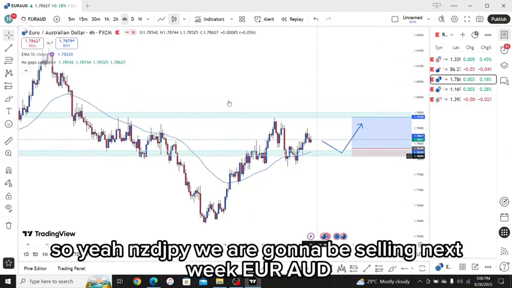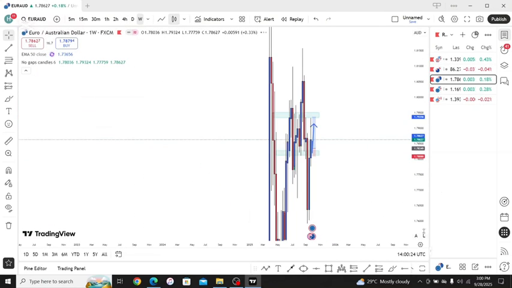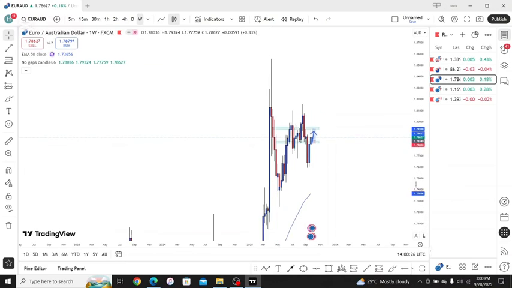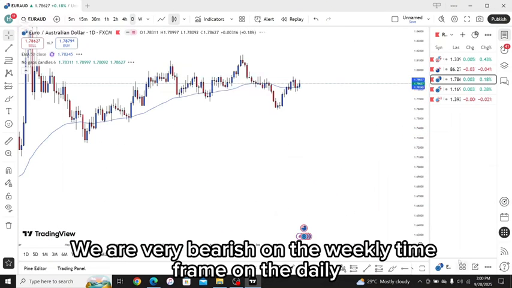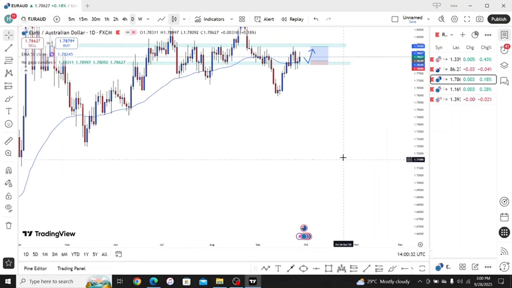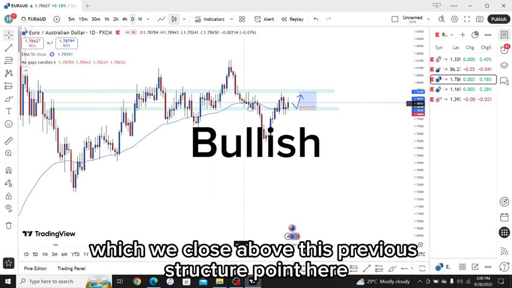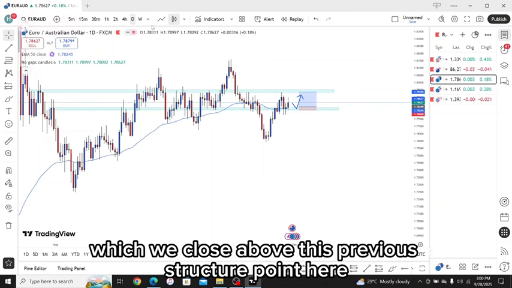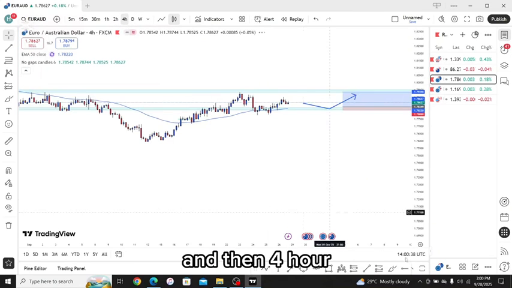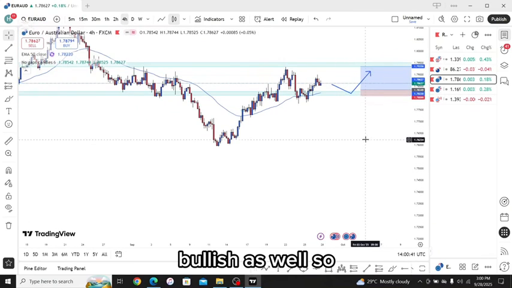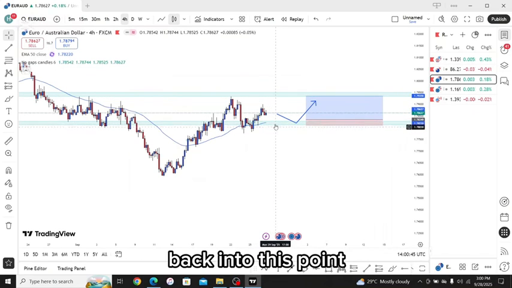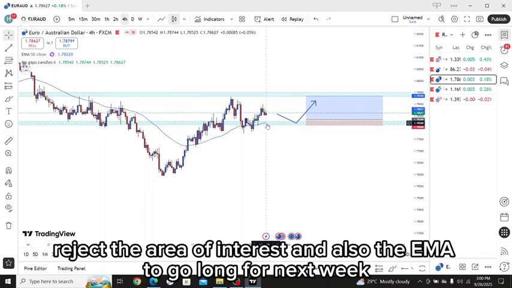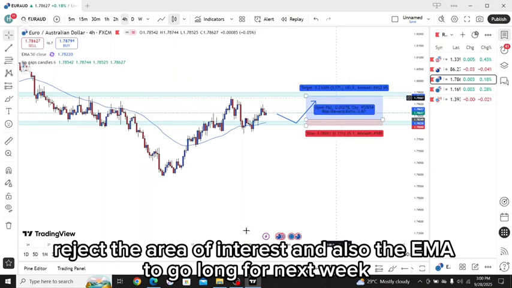Euro AUD: they are very bearish on the weekly time frame. On the daily, they are bearish as well, which we closed above this previous structure point here. And on the 4 hour, we are bullish. So I'm going to be waiting for price to make a retracement back into this point, reject the area of interest and also the EMA, to go long for next week.